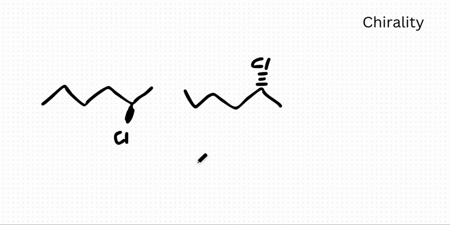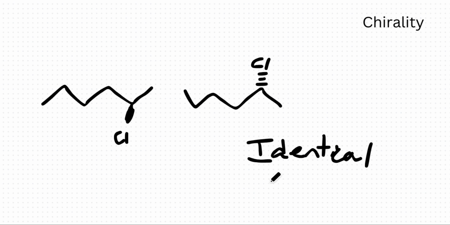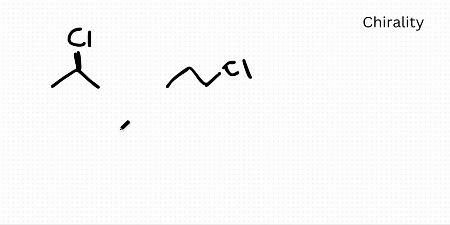Here's a harder one for you. How do these relate to each other? If we flip this upside down, we get this compound. So these are identical. Achiral. How do these two compounds relate to each other? These are constitutional isomers.